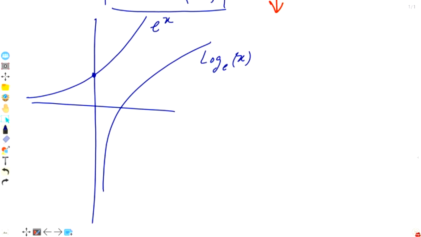Suppose this point is x. So ex is the point here, right? You understand that? Ex is the point. Then this is 90. What would be this coordinate?